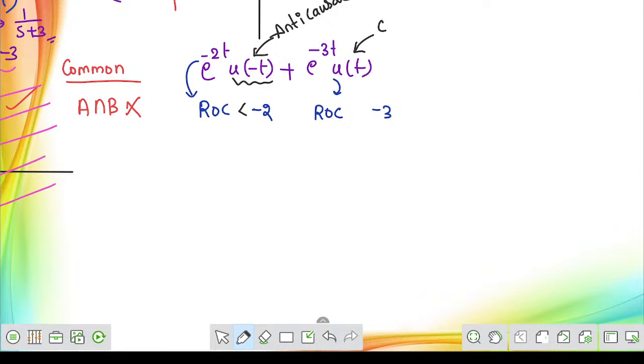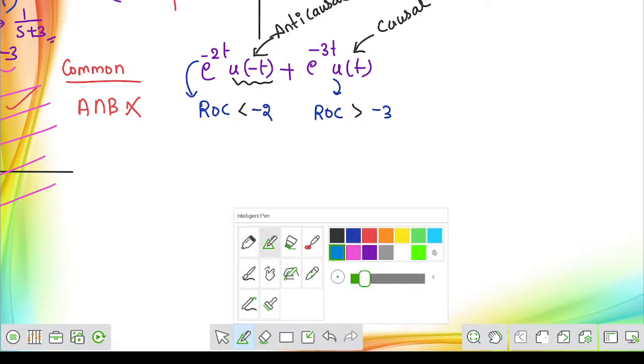Cross check the second one. U of t. It is a causal signal. Causality, I should travel on the right hand side. So its correspondent should be greater than minus 3. After doing these two, now cross examine. Develop the ROC for the given.